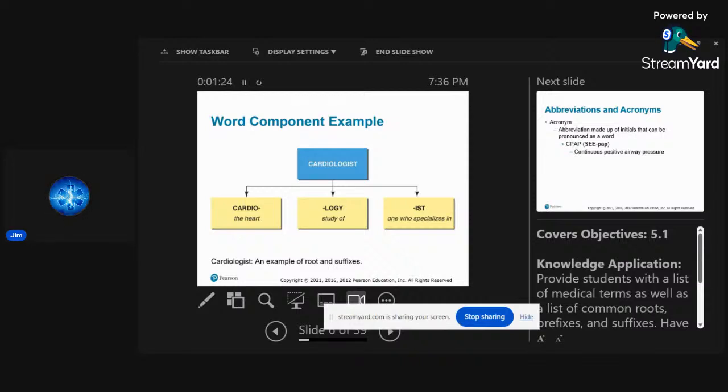Word component examples, like cardiologist: the root is cardio, which means heart. Ologist means the study of, and is one who specializes. So one who specializes in the study of the heart, or cardiologist.